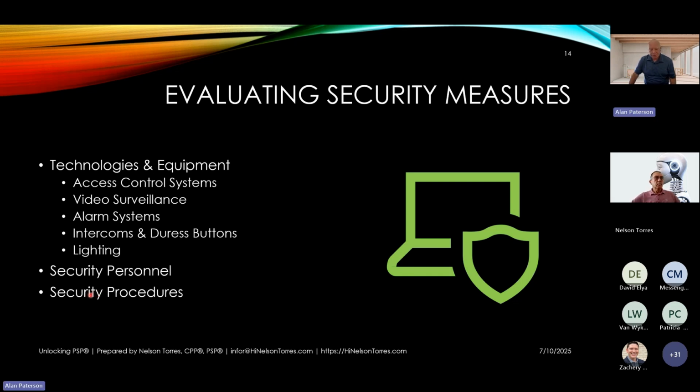And security procedures. Visitor and contractor management. Some access control systems have day passes, temporary passes for visitors or contractors. Incident response protocols, maintenance of security systems, and reporting and escalation policy. That's all under the procedures.